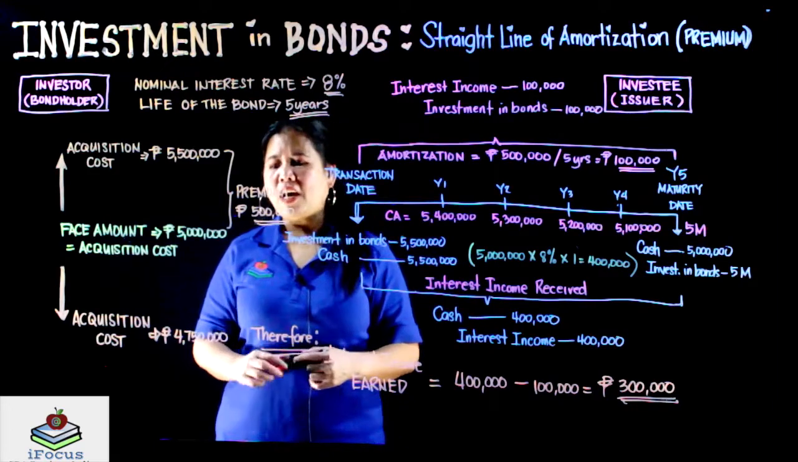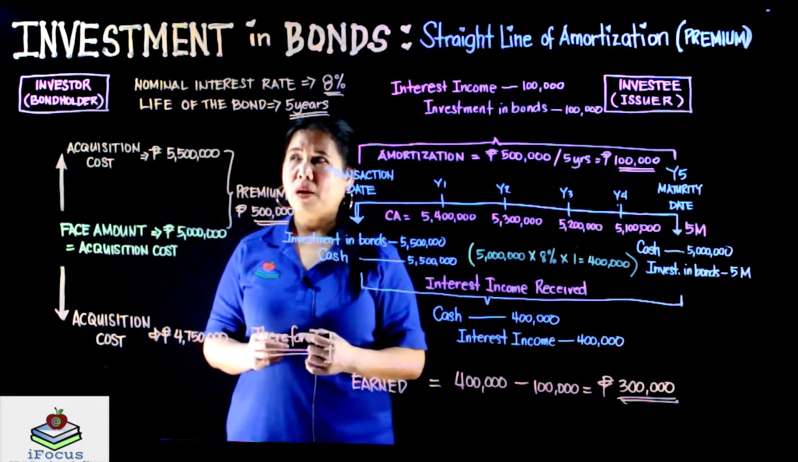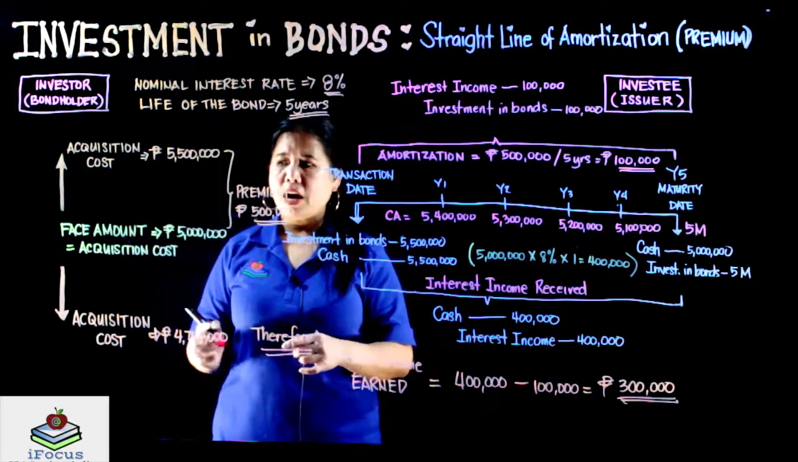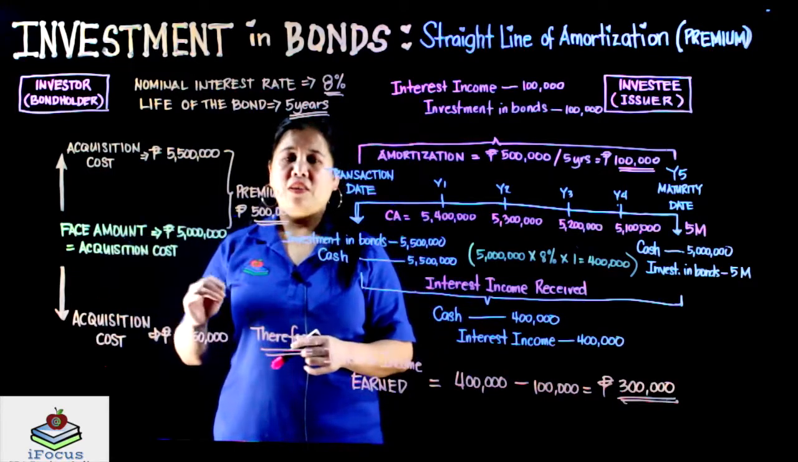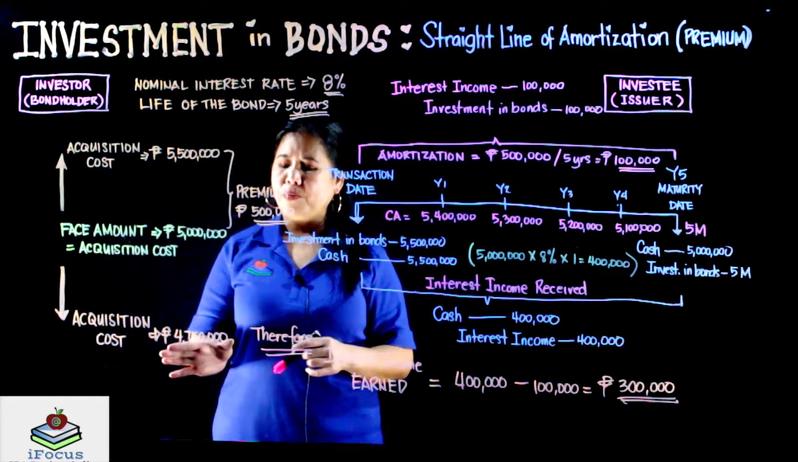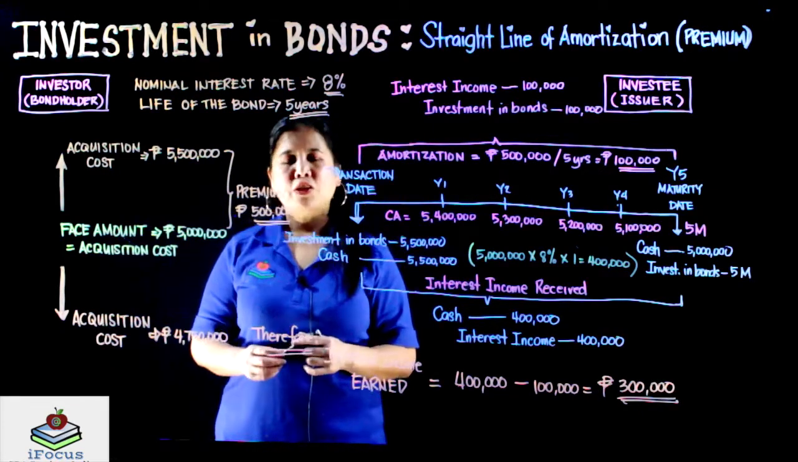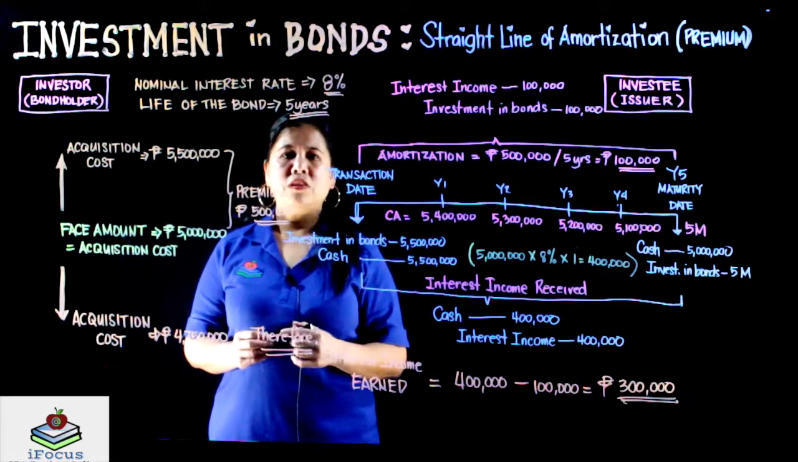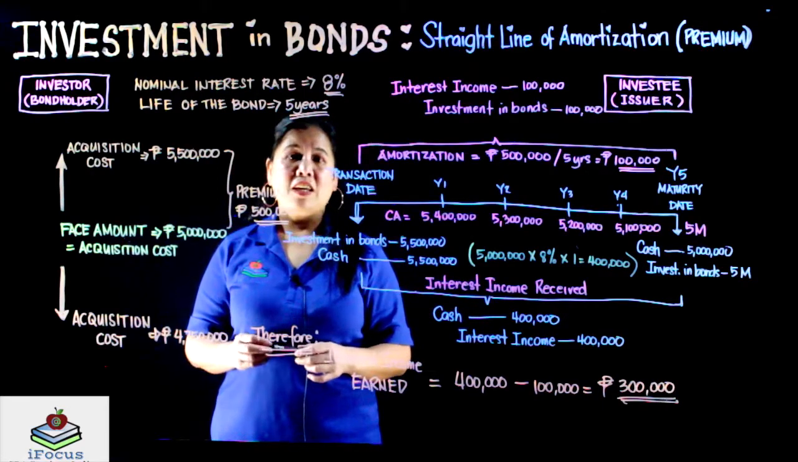How about our discount? For the discount, the investor acquired these bonds lower than the face amount. Let's say, for example, he acquired them for 4,750,000. So we have a discount of 250,000. So how do we amortize that?